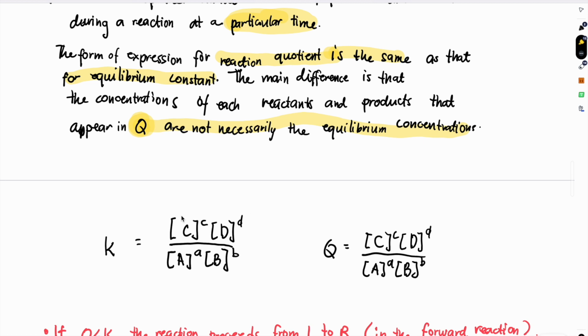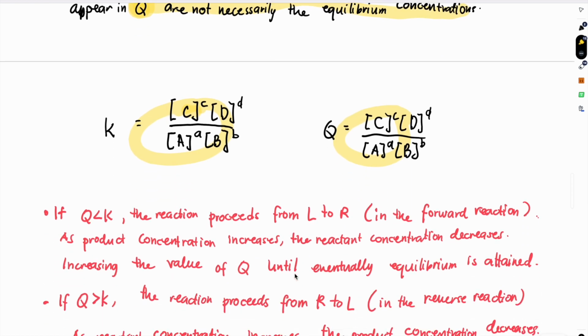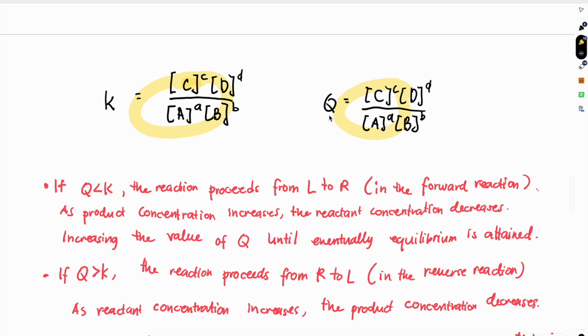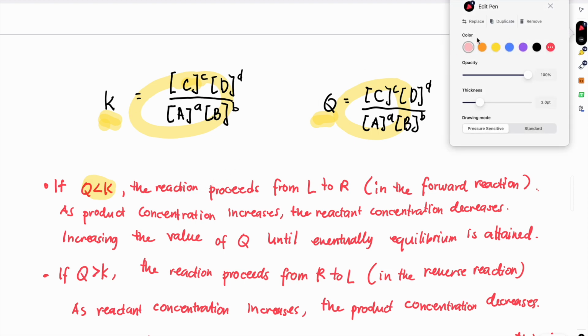So K, remember, is K sub C. And this is the reaction, this is the equation. So Q can also be obtained through this. They are the same formula. But what we will solve here is not the K, but actually the Q. The K here will be given in the problem. So if K is greater than Q, we will say that the reaction proceeds from left to right. The reaction proceeds from left to right.